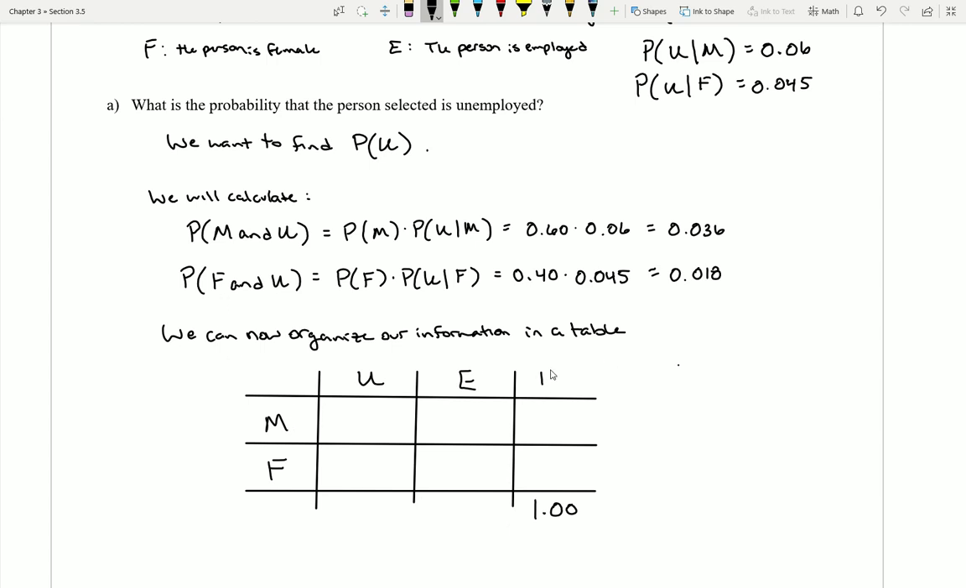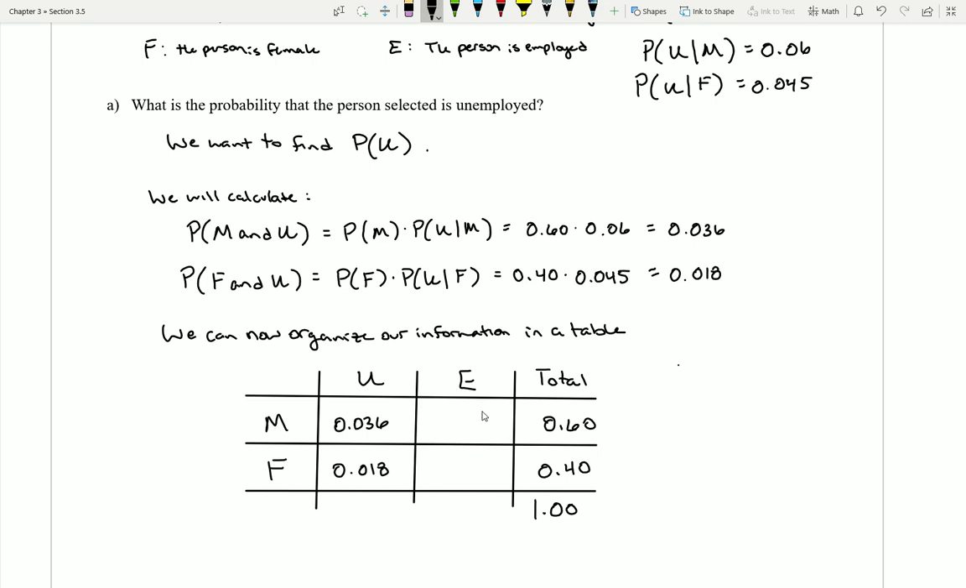What would be the total percentage of people that are male? Well, we have 60% in the labor force. Total percentage that are female is 40%. That makes 100% total. Well, notice I don't have unemployed or employed yet, but I do have these AND values. So I know that males that are also unemployed are going to be constituting 3.6%. I can put that in the table. Same thing for females that are unemployed, 0.018.